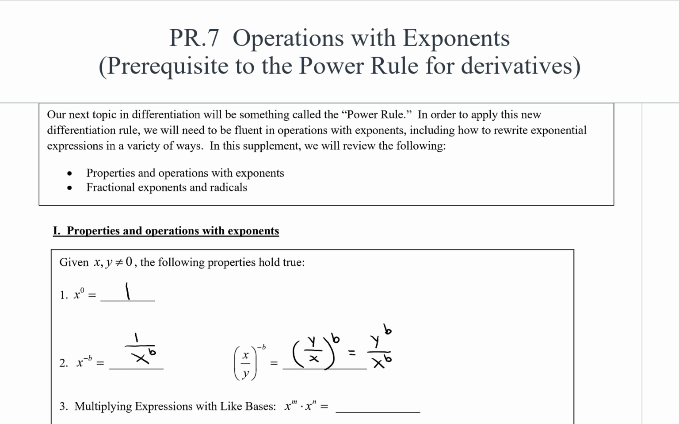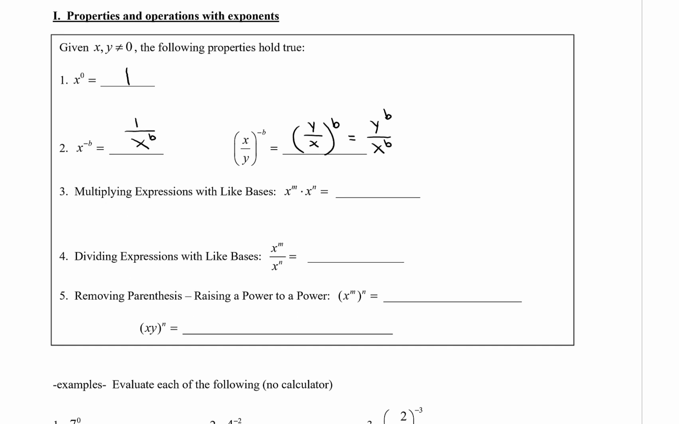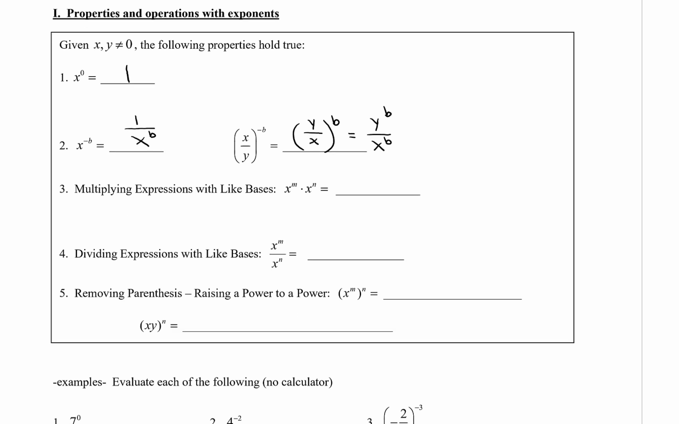3. Multiplying expressions with like bases. If you have x raised to the m power times x raised to the n power, this will be equal to x raised to the m plus n power. 4. Dividing expressions with like bases. If you have x raised to the m power divided by x raised to the n power, this is equal to x raised to the m minus n power.